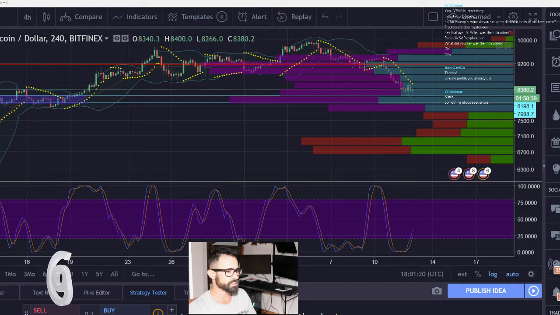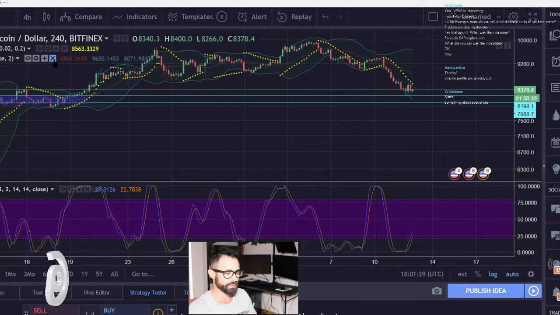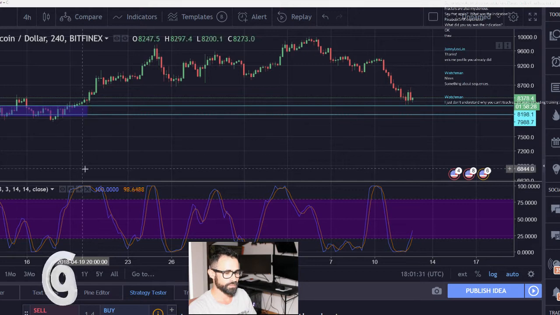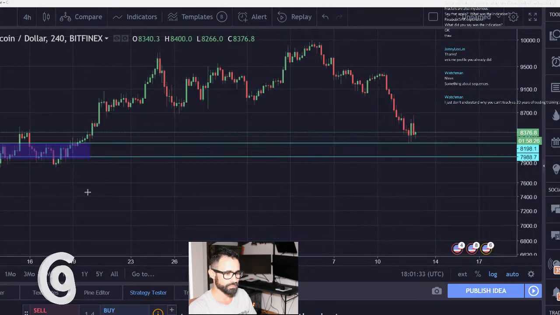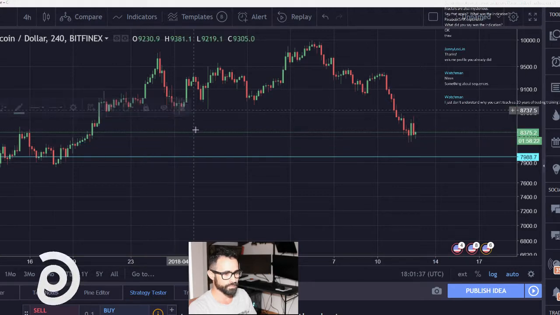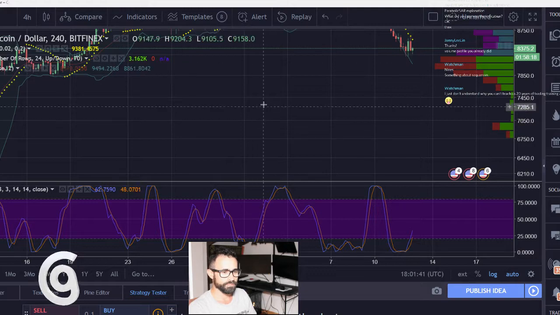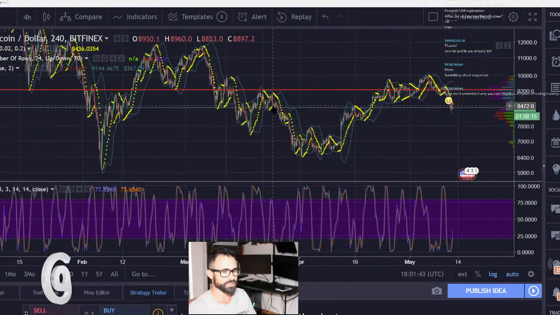Now I'm going to clean this up again. I'm going to get rid of the VPVR. I'm just going to clean it all up. And this is how fast we can get it back, just how fast we can get it all back.